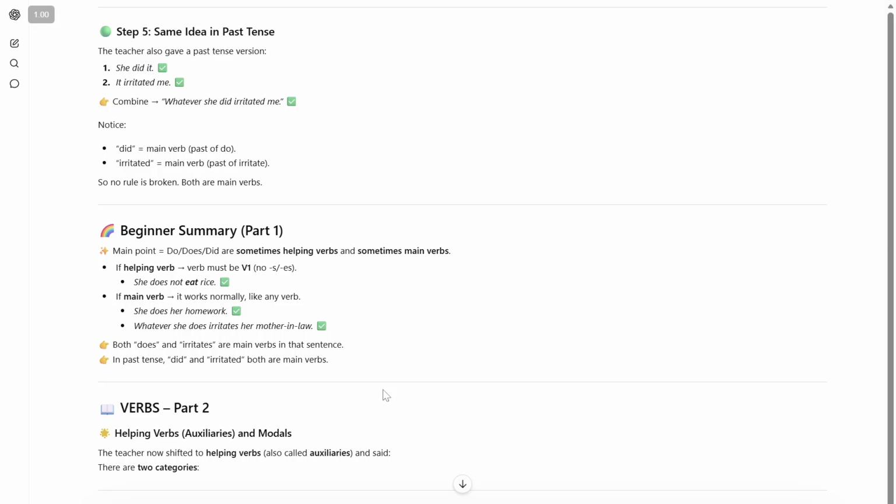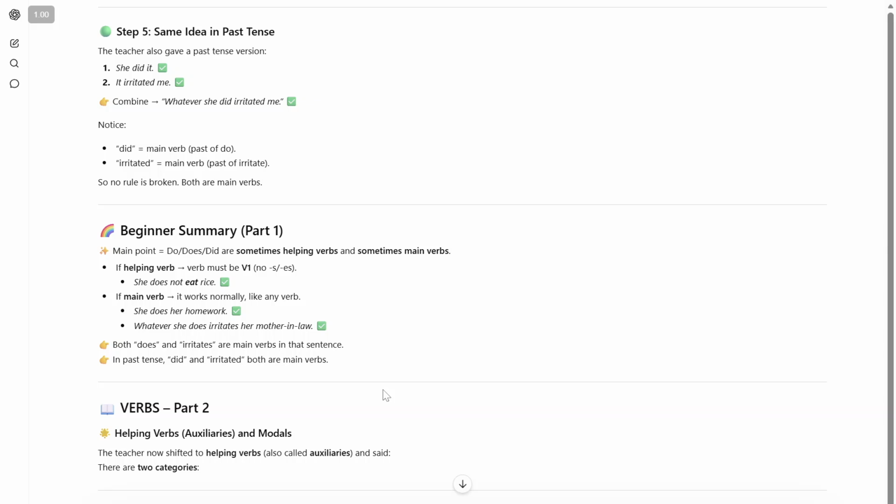Both are main verbs. Beginner summary, Part 1. Main point: do, does, did are sometimes helping verbs and sometimes main verbs. If it is a helping verb, the verb must be V1, with no -s or -es. She does not eat rice. If it is a main verb, it works normally, like any verb.